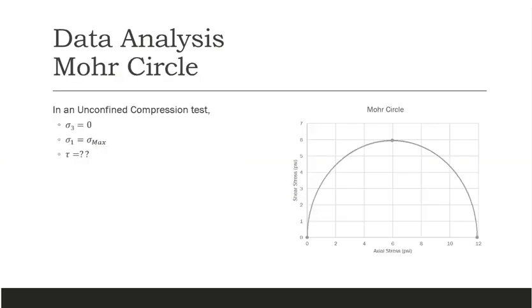As is in the test name, there is no confining sigma 3 stress. So for an unconfined compression test, sigma 3 is 0. Sigma 1 will be the highest stress applied on the specimen. With these 2 points, and some equations you learned back in CE 3660, you can calculate the shear stress of the specimen. Plot a Mohr circle of the specimen, like the figure on the right.